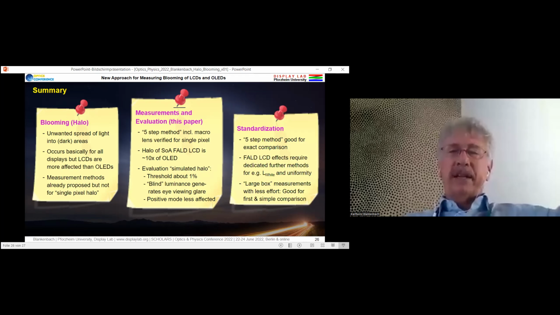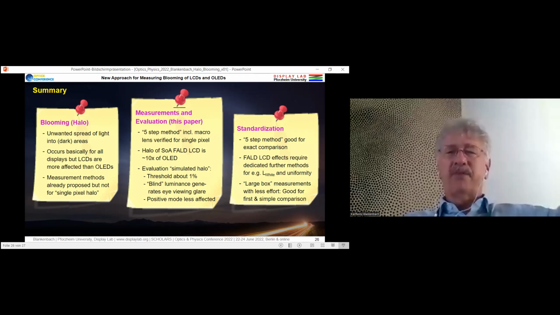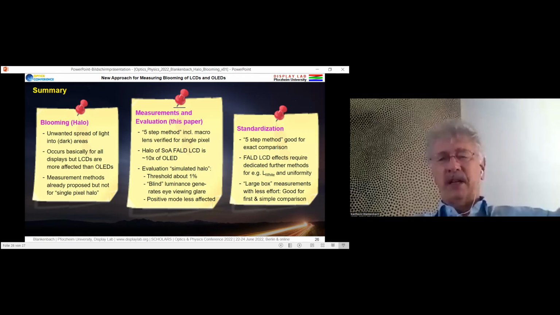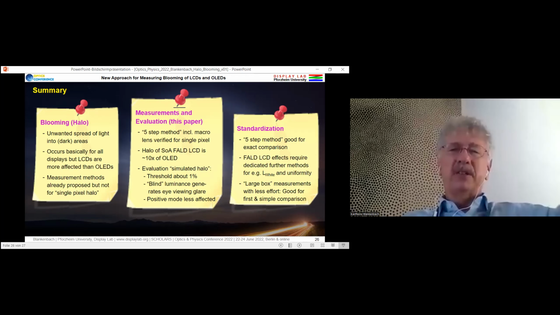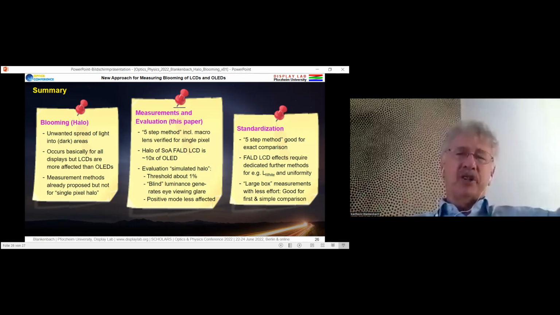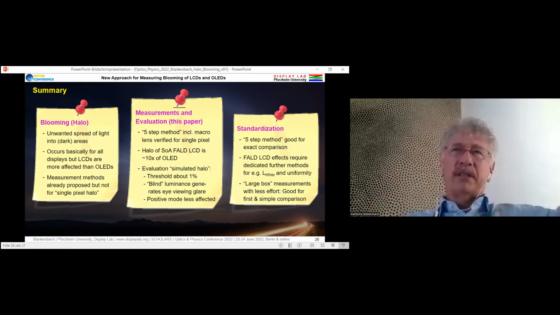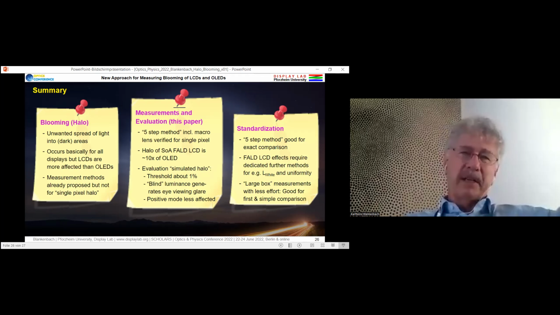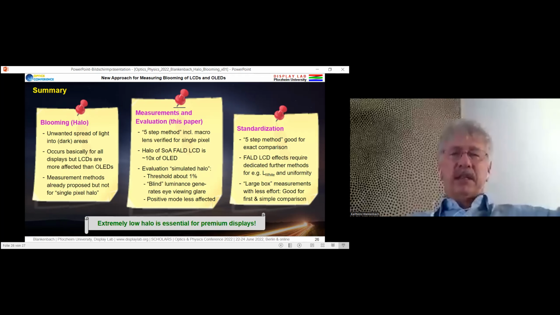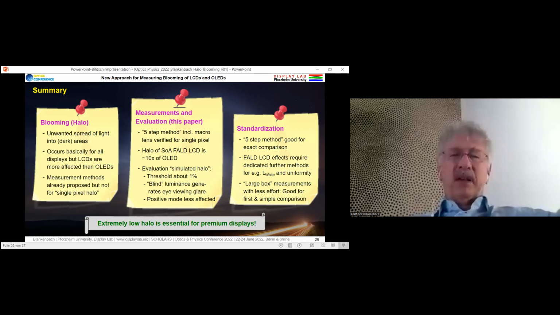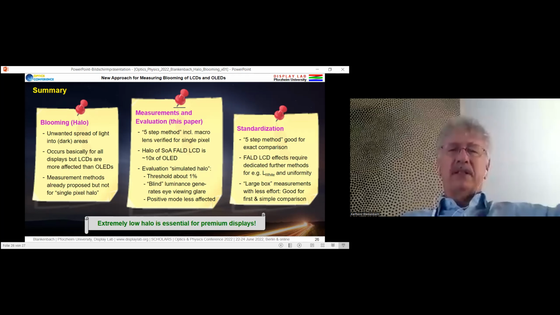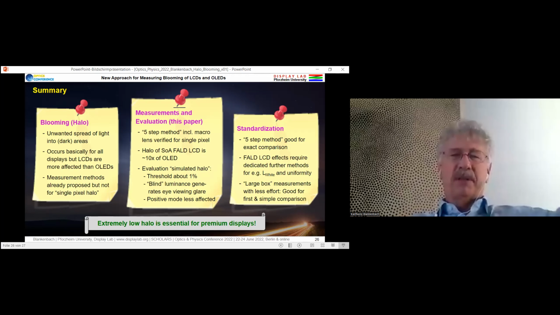What our next goals are is to standardize this kind of measurement with partners from the automotive industry and the AV industry, because then the quality of the display, for instance, also for medical imaging, can be better evaluated. So extremely low halo in consequence is essential for viewing displays.